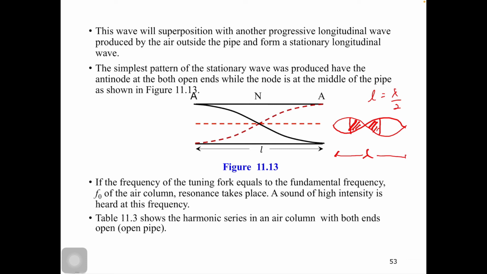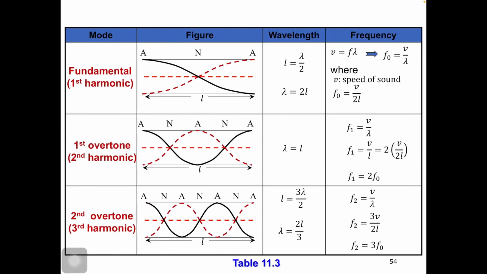Okay, if the frequency of the tuning fork equals the fundamental frequency, F0, of the air column, resonance takes place. A sound of high intensity is heard at this frequency. So it is loud. Okay, so this is the example of the harmonics. Earlier for the closed pipe only odd harmonics, but for this one all harmonics are possible. So same thing, it is the same as the closed pipe. Overtone shows how many loops. So the fundamental has no full loop. Fundamental is the first harmonic.